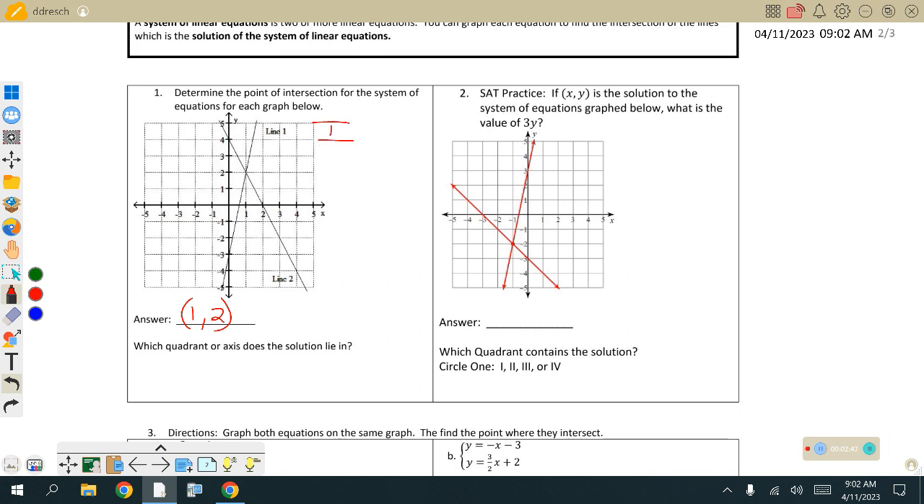Quadrant 1, and where's my quadrant 2 located? Quadrant 2 is located where? To the left. Maybe a little better there. Quadrant 2 and quadrant 3 and quadrant 4. Okay? So we are in quadrant 1. All right? Now, there's my SAT practice with you on the next question.